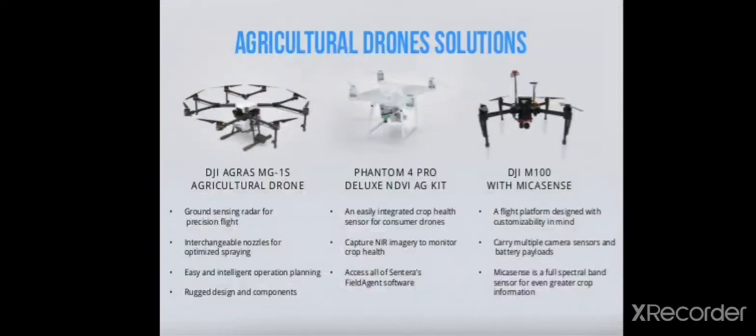Some drones used in agriculture. First is DJI Agras MG-1 agricultural drone. It is used for ground sensing. Second is Phantom 4 Pro with NDVI kit. It is used to identify the crop health. And at last is the DJI M100 with MegaSense, a flight platform designed with customized equipment.